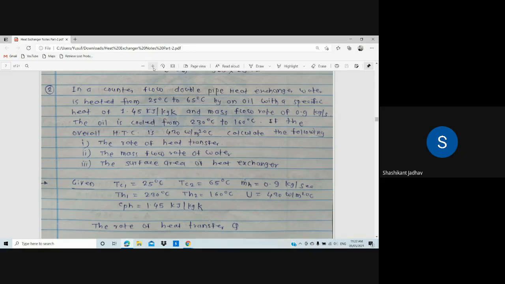Okay, so calculate the following. काय कॅल्क्युलेट करायचं बघा, the rate of heat transfer means Q is equal to question mark, then mass flow rate of the water means m dot C is equal to question mark, and then surface area of the heat exchanger means A is equal to question mark.